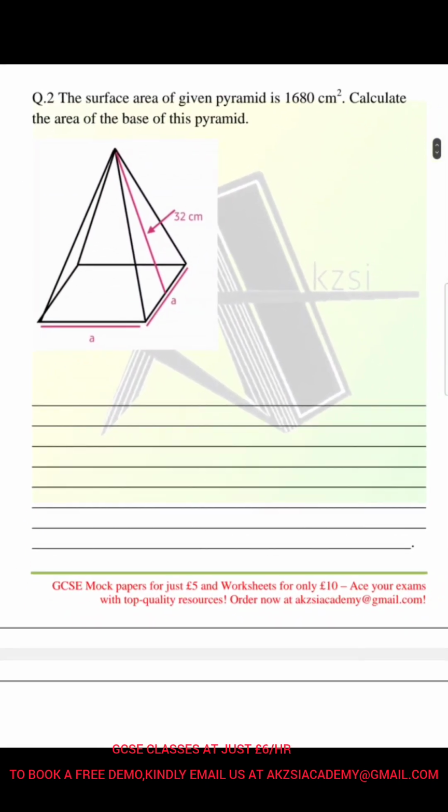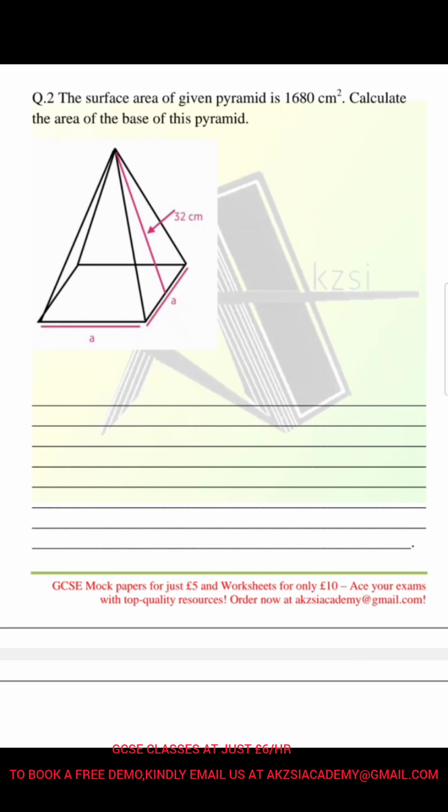The surface area of a given pyramid is 1680 centimeters squared. Calculate the area of the base of this pyramid. Clearly, this is a square base pyramid because the sides, A and A, are given. So clearly I can understand that it's a square base pyramid. So we have to calculate the surface area in terms of A, because the value of surface area is already given, so that we can calculate the value of A. That's what they are asking.